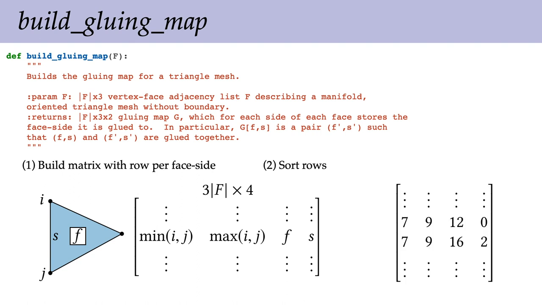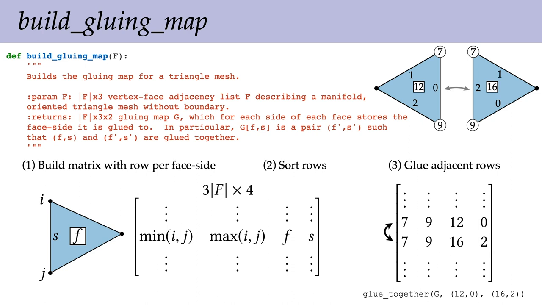Once we've assembled this matrix, we can just sort the rows of this matrix lexicographically. And what will happen is that the entries, the face sides we want to glue together, will end up as adjacent rows in the matrix after sorting because they have the same vertex indices along their edge. So if we see two face sides here, like 12,0 and 16,2, they're next to each other in this clever array we built, so we can just call our glue together function to glue them together.